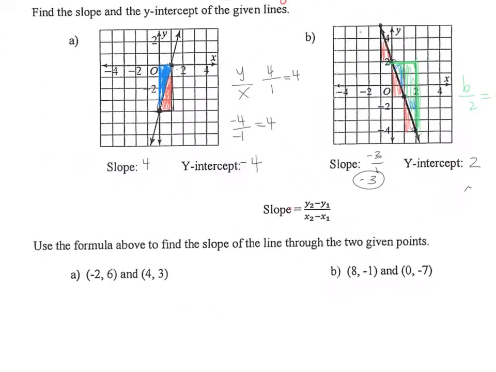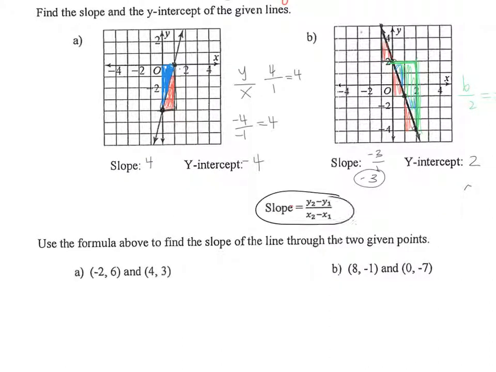You can also calculate slope by using this formula. If you have 2 points, just as I do here, I'm going to label them. This is my first x, I call that x1. This is my first y, I call that y1. This is my second x, I call that x2. This is my second y, I call that y2. So what you're going to do is y2 minus y1 divided by x2 minus x1.